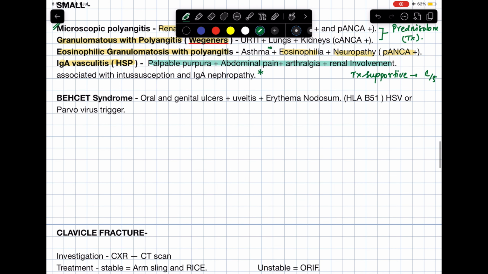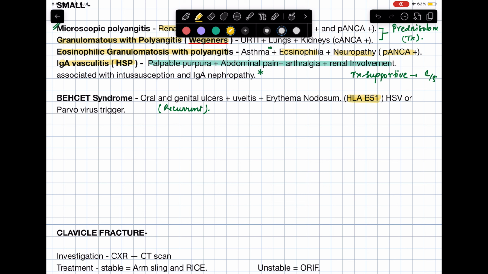Now after these 3, the last disease is Behçet's syndrome. Basically there are recurrent oral or genital ulcers. Along with that, uveitis and erythema nodosum would be there. It is triggered by HSV and parvovirus.